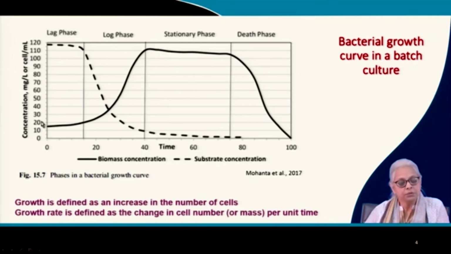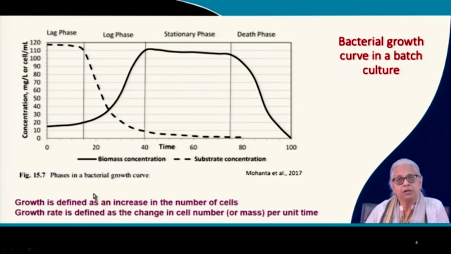So this is what I would call a generic bacterial growth curve. Now, how do we measure growth? The first thing is, what is growth? Growth is defined as an increase in the number of cells, and then we need to quantify growth rate. So growth rate is the change in number of cells over a period of time. And this is very important for whatever we are going to go through in the next few slides.